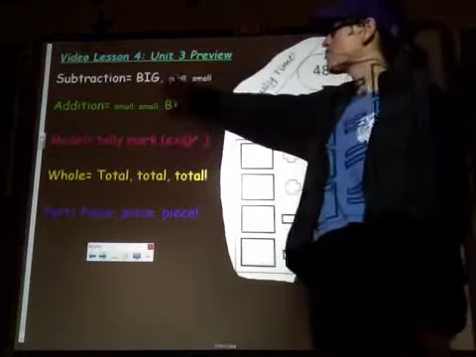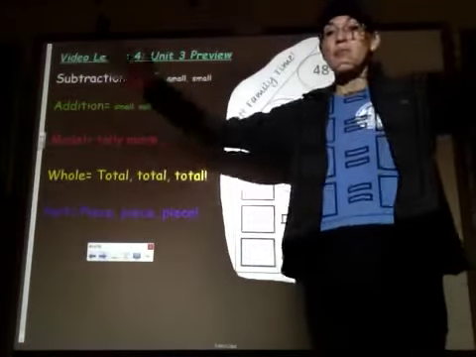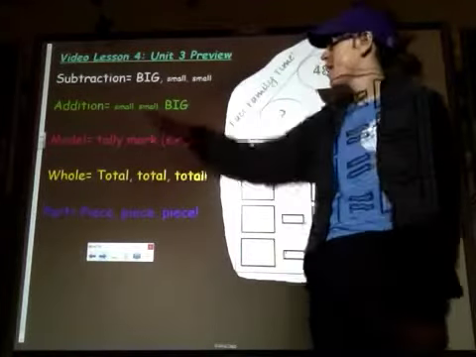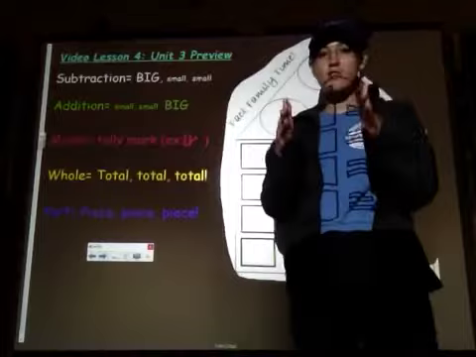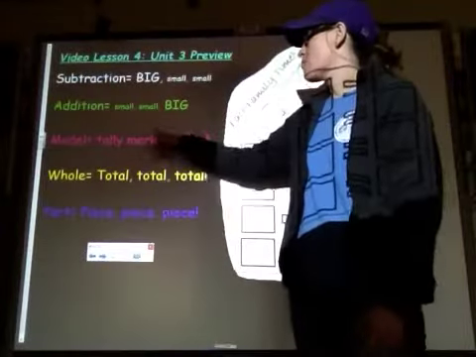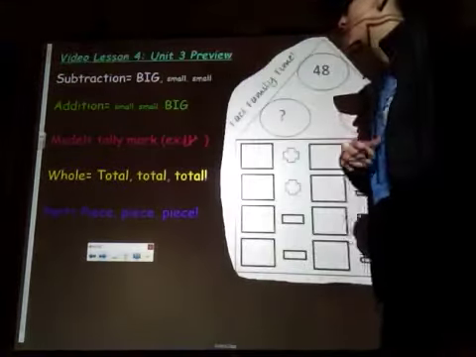So let's go over them so far. Subtraction, big, small, small. Addition, small, small, big. And models when you make a tally mark on your page.